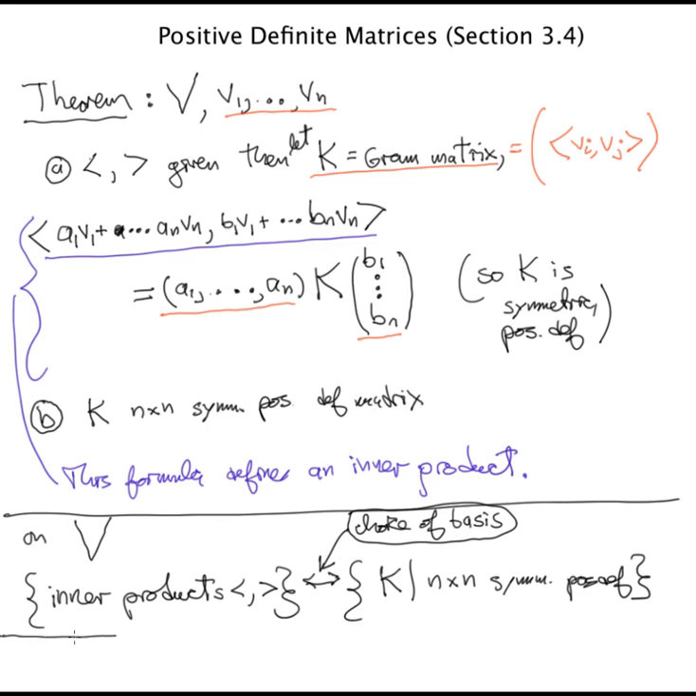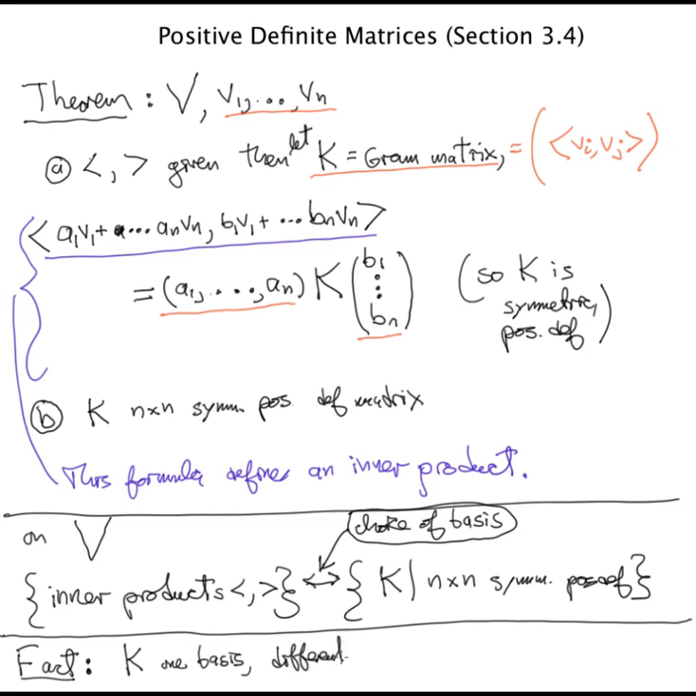And let me just squeeze one last statement in here. And I'll talk about this in class, but let me get it up on the video. Fact is, if you have a K with respect to one basis, and you take a different basis, then the new K is going to be of the form K prime is equal to A K A transpose. So choosing a different basis amounts to modifying this K by this operation.